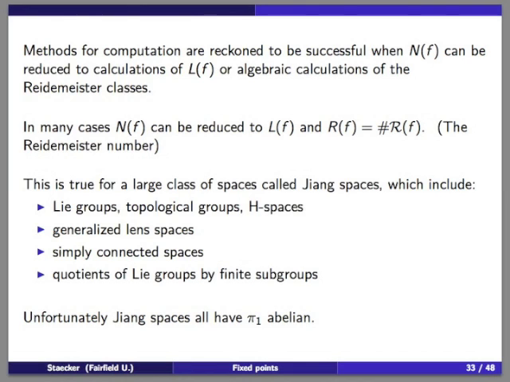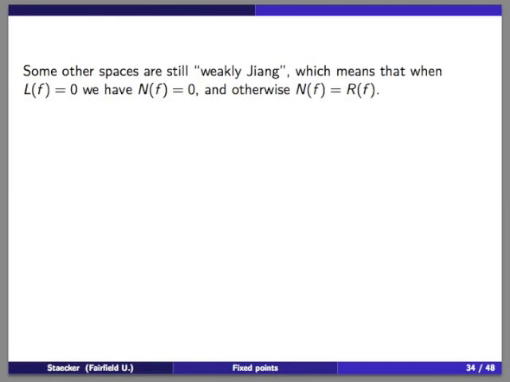Unfortunately, the classical Jiang spaces all have abelian fundamental groups. That's a necessary condition to be a Jiang space, which is fairly restrictive. But there are some other spaces which we call weakly Jiang, which means when the Lefschetz number is 0, the Nielsen number is automatically 0, and otherwise the Nielsen number is equal to the Reidemeister number. So this is what I was saying, that the Nielsen number is entirely computable in terms of the Lefschetz and the Reidemeister numbers. This is true for Jiang spaces, and the definition of weakly Jiang is a space for which this is true.